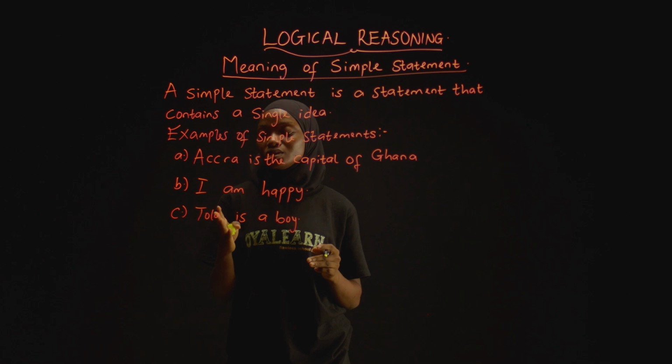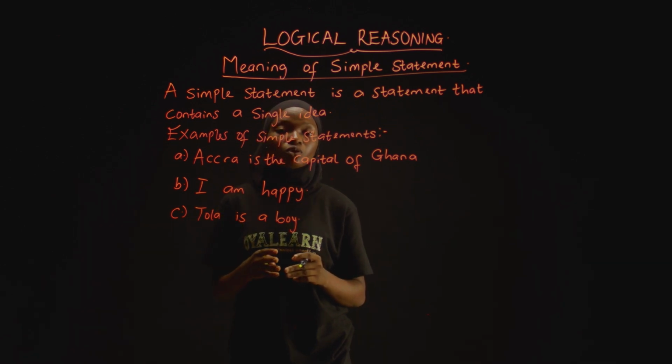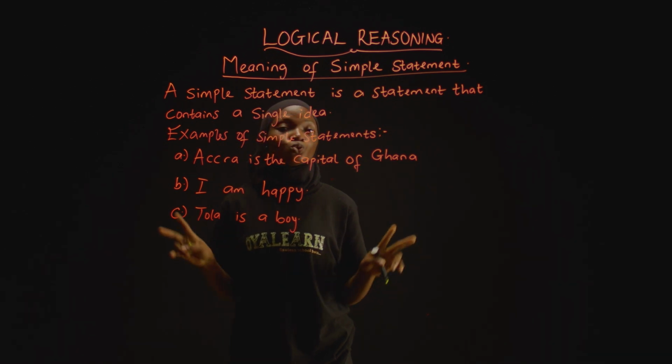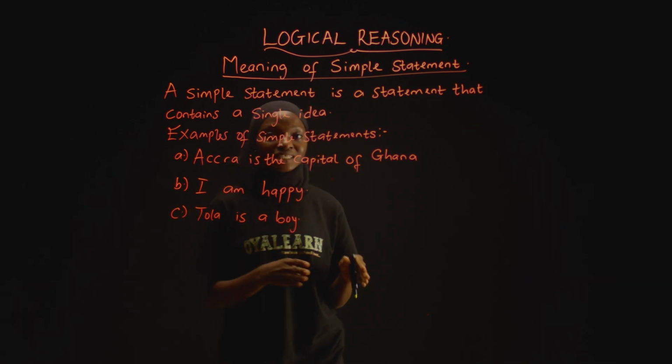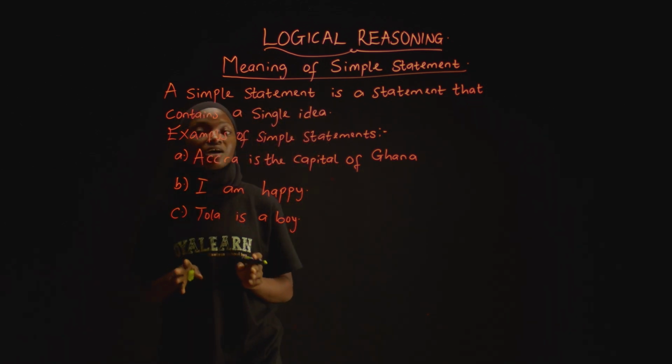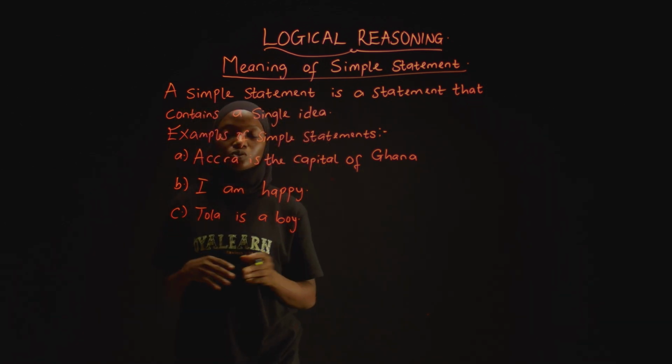But if the statement says Tola is a boy and in SS1, so that means that contains two different ideas. That is the class Tola is in and the gender Tola is. But here we just have Tola is a boy, which contains just one single idea.